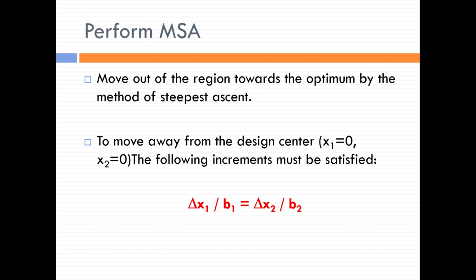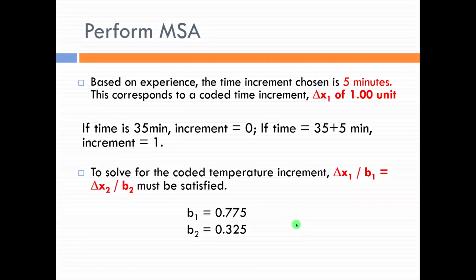So what we will do is move in increments following this formula: the change in x1 over b1 should be equal to the change in x2 over b2, where b1 and b2 are the coefficients in the model. Okay? So for example, suppose that based on the experience of the chemical engineer, he says it is better to move in increments of 5 minutes.